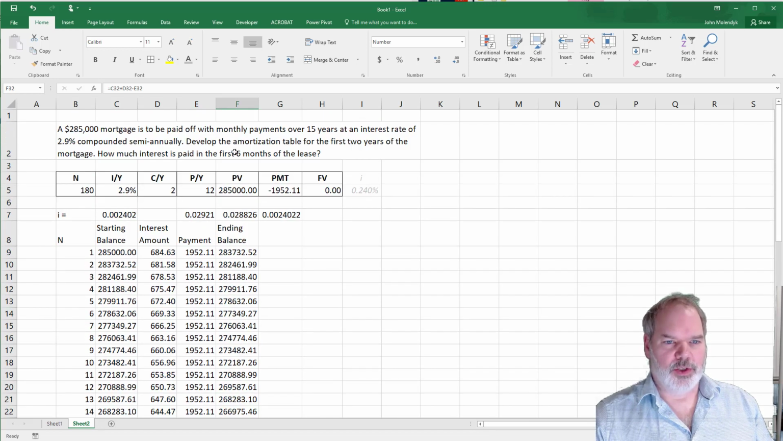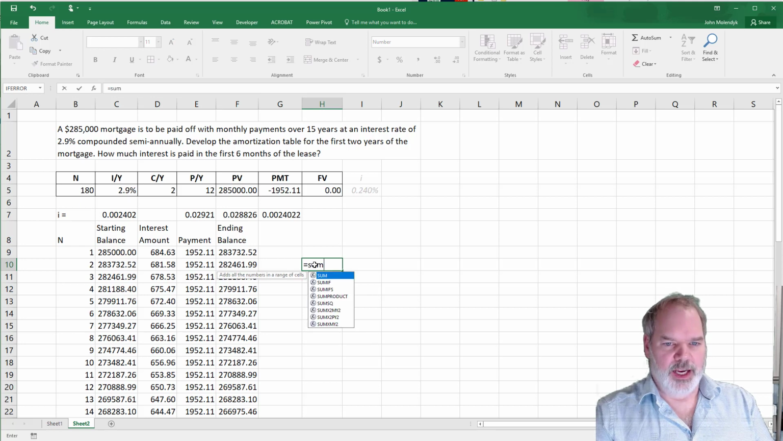The second part of the question was how much interest is paid in the first 6 months. Here I can just use a little function. I can sum up interest 1, 2, 3, 4, 5, 6. That's how much interest is paid in the first 6 months: $4,061.93.